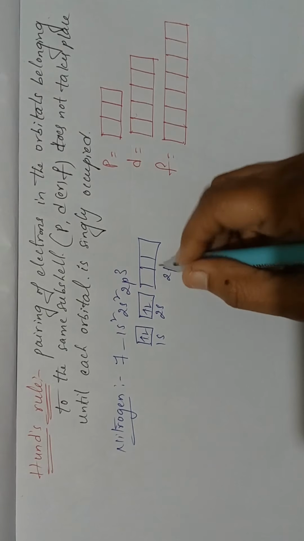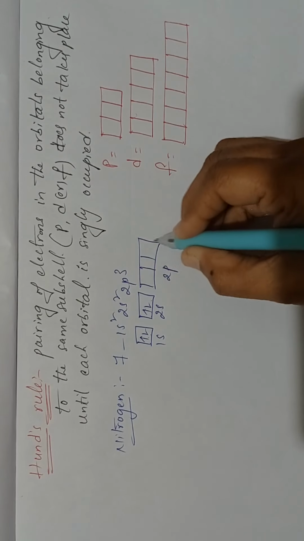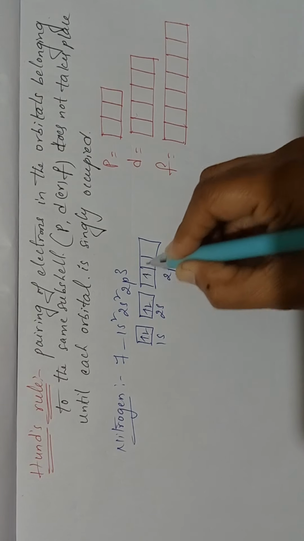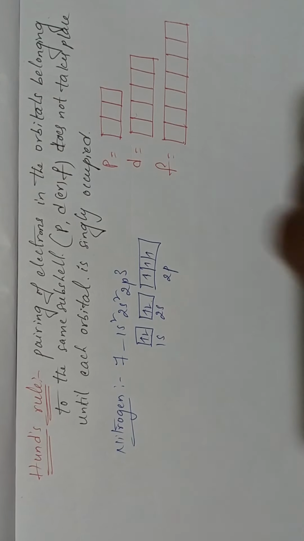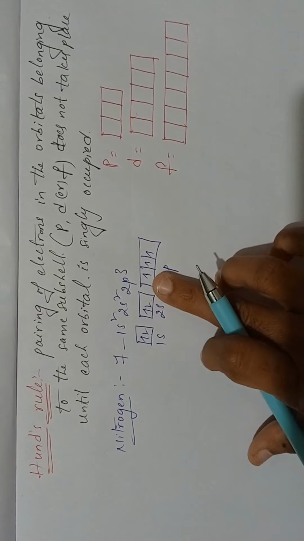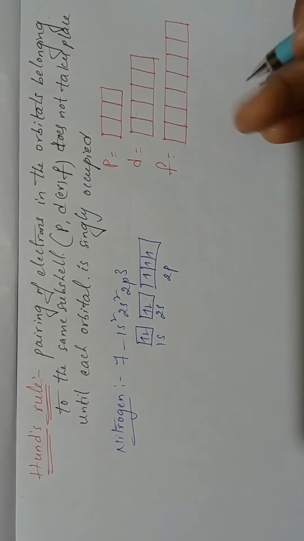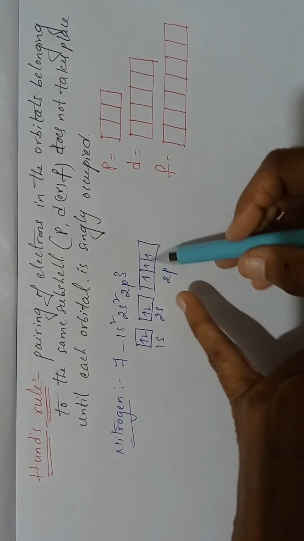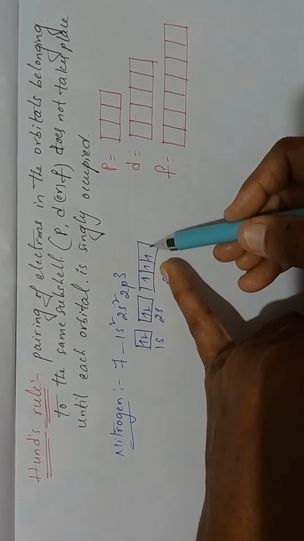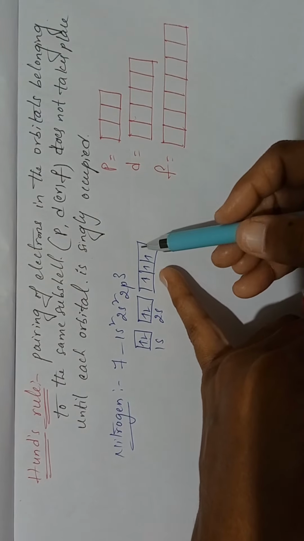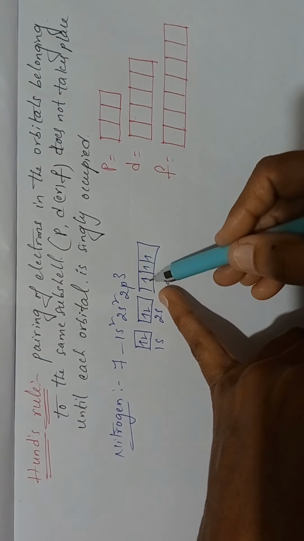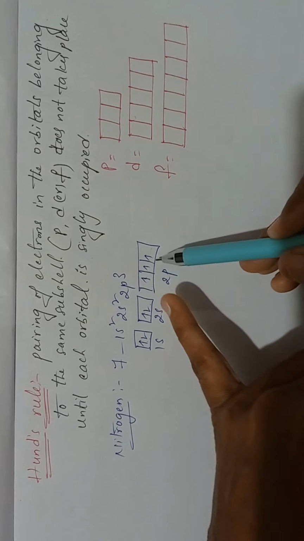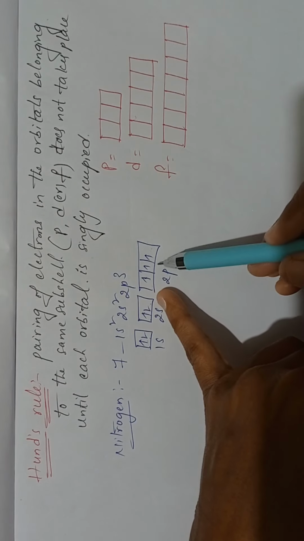In 3 orbitals, first we have to fill each orbital. In each orbital, you have to take a single electron first, like this. Are you clear? One, 2, 3 single electrons. After completing the 3 orbitals with single electrons, only then do the remaining electrons have to be paired. Here only 3 electrons are there.